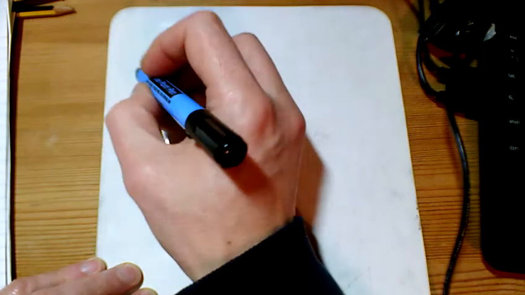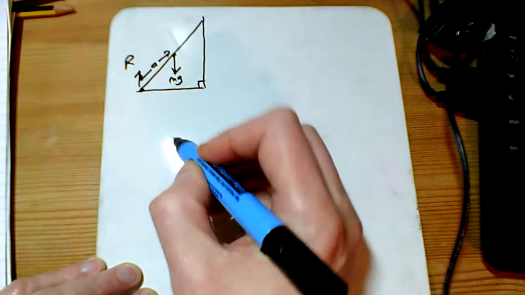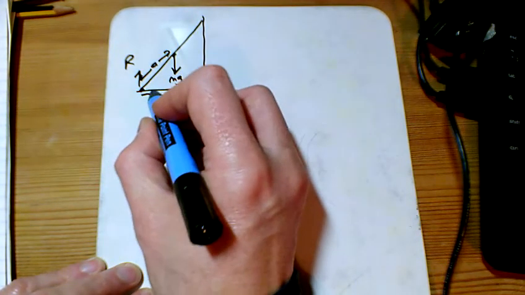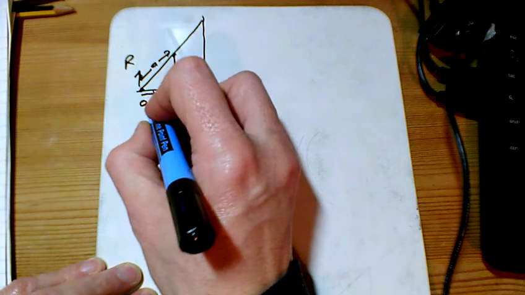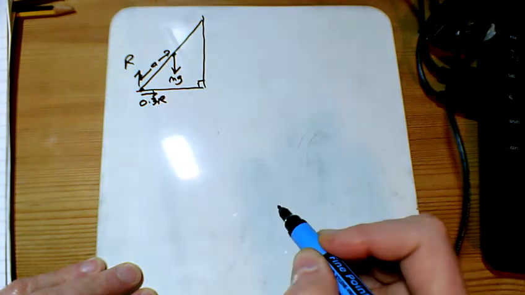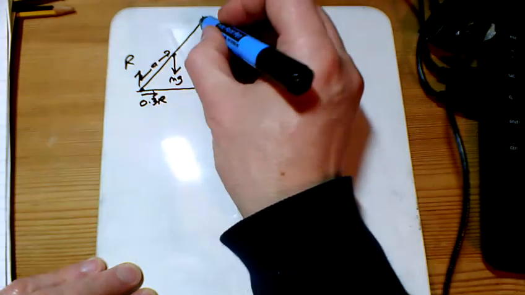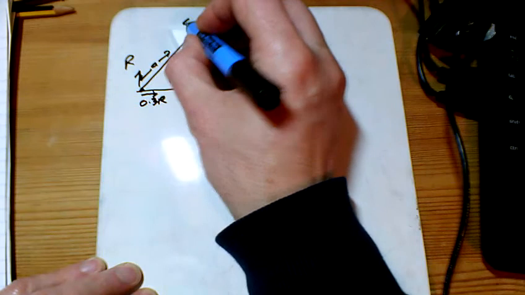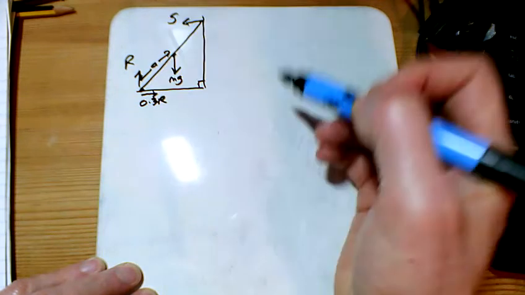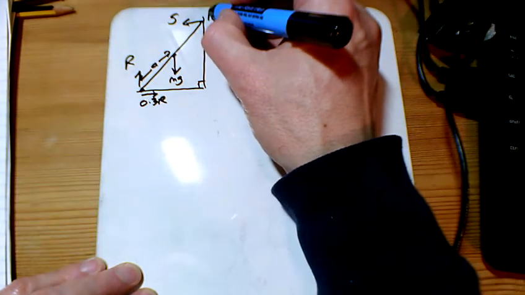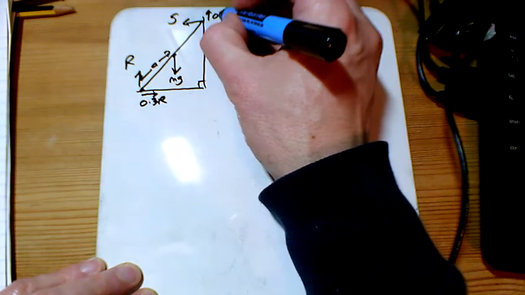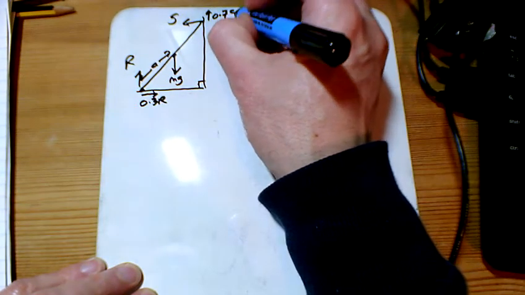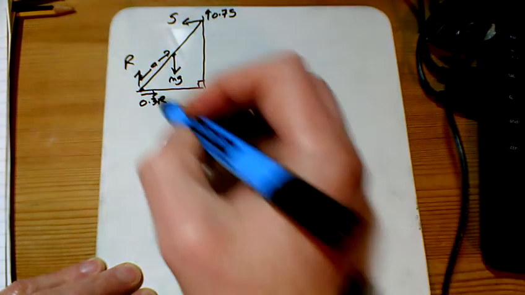We've also told, well, clearly there's a normal reaction here, and there's some friction going in there. You're told that the coefficient of friction at the ground is 0.3, so I'm just going to put 0.3 R on it there. The wall has got a normal reaction here, I call mine S. And there's some friction on the wall as well. They've said that the coefficient of friction there is 0.7, so I'm going to call that one 0.7S.